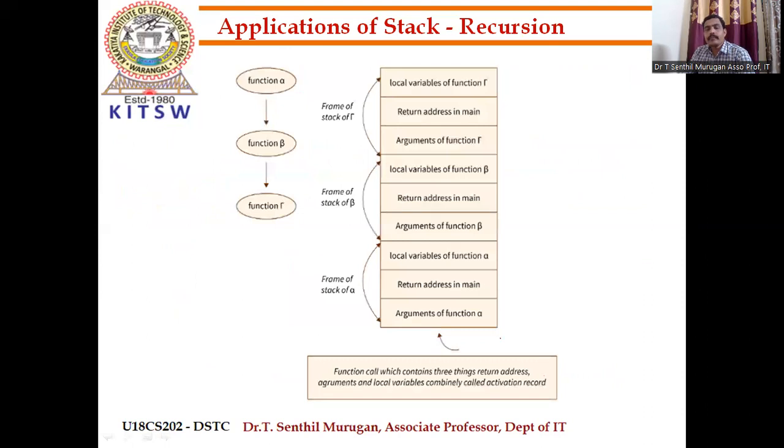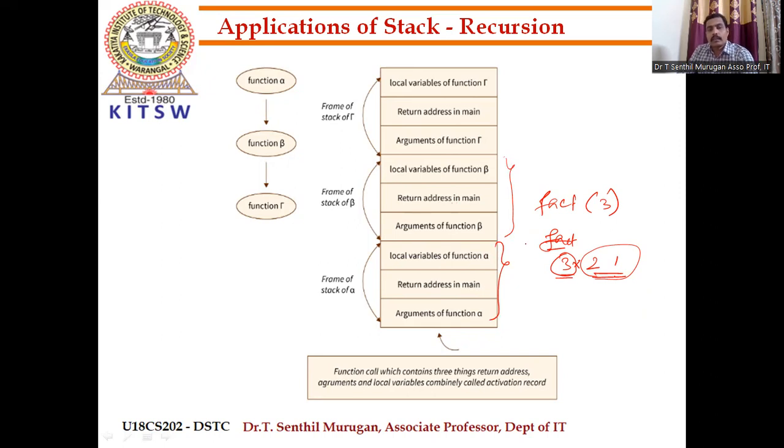Okay. For example, suppose we want to execute the same function 3 times, for example factorial 3. Factorial 3 means 3 into 2 factorial. So first time this is the function call, this is the actual value, and then this function call is there. Where will it be written? So second function is 2 factorial. So again, for example, first function alpha, function beta, function gamma.